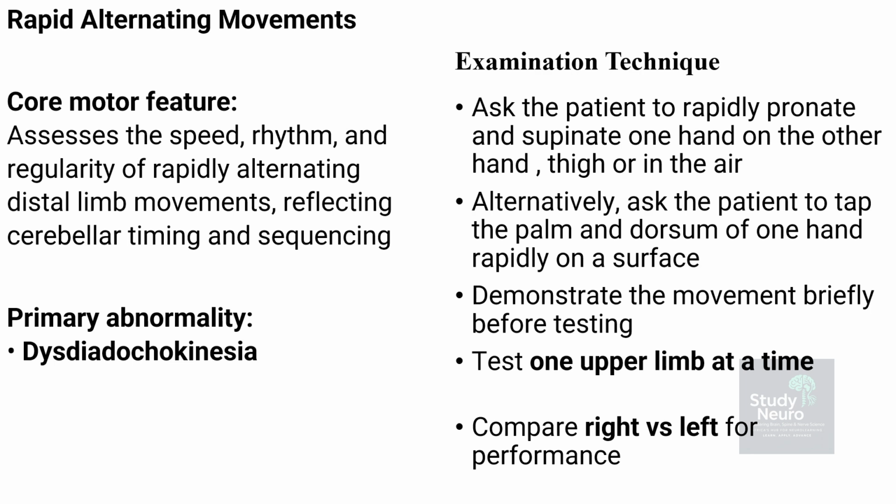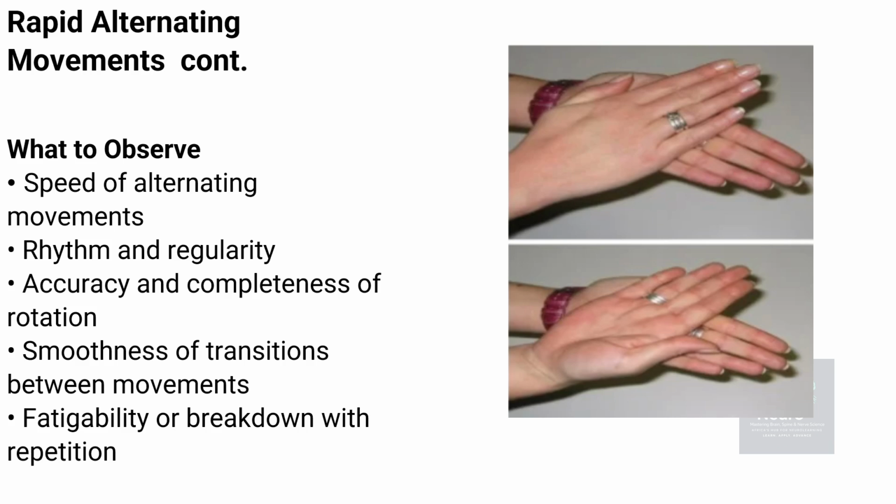or in the air. Another option is to have them tap the palm and dorsum of one hand rapidly on a surface. Always demonstrate the movement first, test one limb at a time, and compare both sides for symmetry. When observing, focus on speed, rhythm, and smoothness, as well as the accuracy and completeness of the rotation. Watch for progressive slowing or breakdown with repetition, which can indicate cerebellar dysfunction. Normal movements should be fast, smooth, and symmetrical, with full rotation and no hesitation.